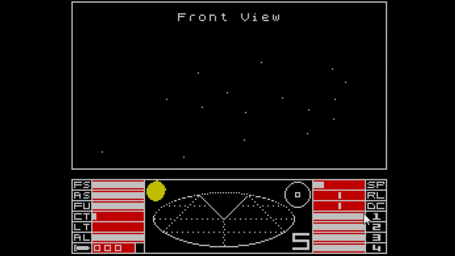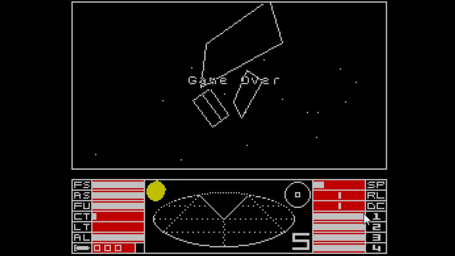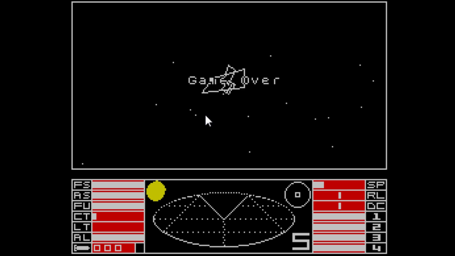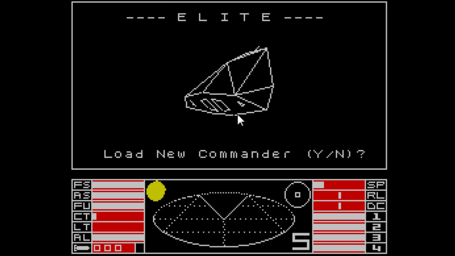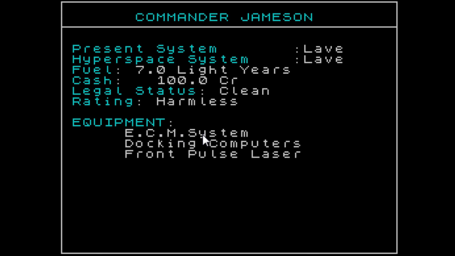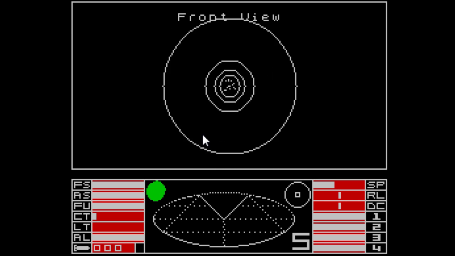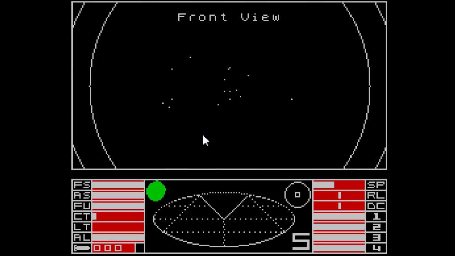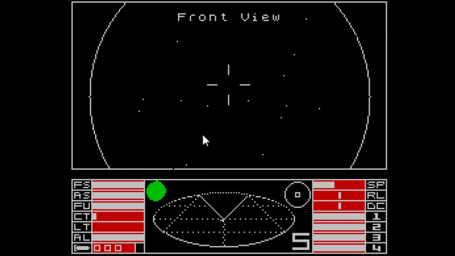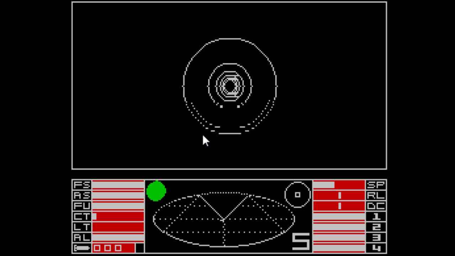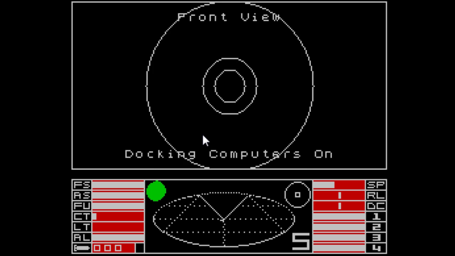If we got it right. We didn't get it right. We blew up. If you get it right, you get the following. I'm just going to load this. It's a very tricky procedure, and it takes a lot of people a long time to learn how to do it. If you succeed, you'll see that, and you dock.